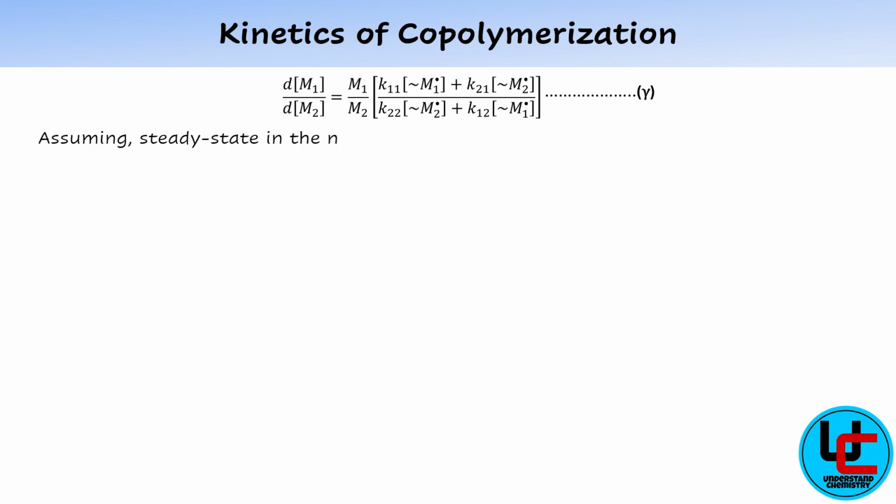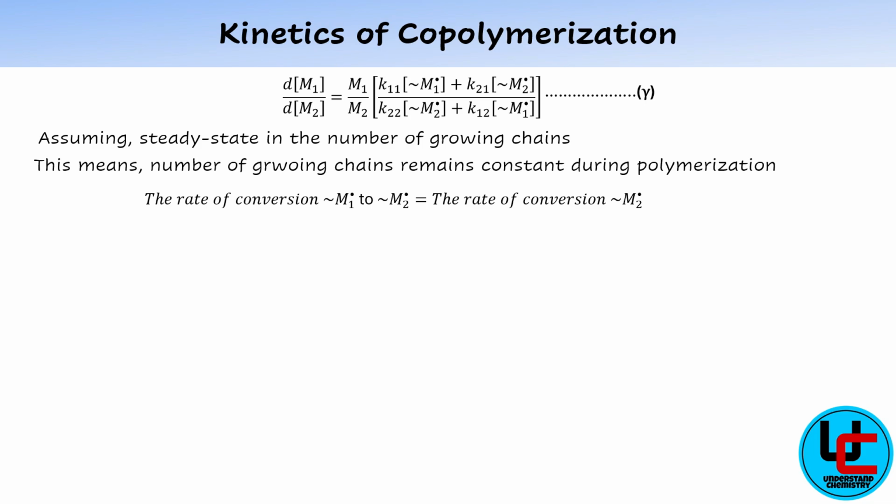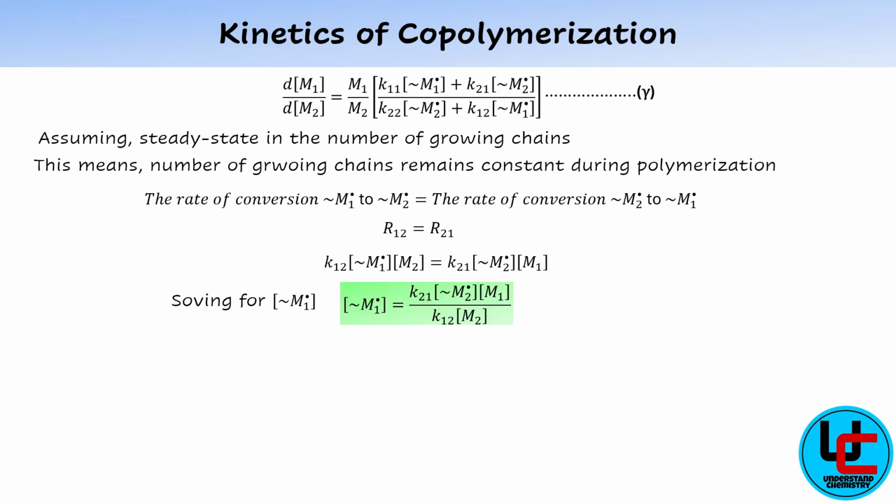Now, to simplify the system, we assume a steady state condition, meaning the number of growing chains remains constant throughout the reaction. This means the rate of conversion of M1 ended chain to M2 ended chain is equal to the rate of conversion of M2 ended chain to M1 ended chain. That is, the rate R12 is equal to the rate R21. By substituting the values and solving for concentration of chains ended in M1, we reach this equation.